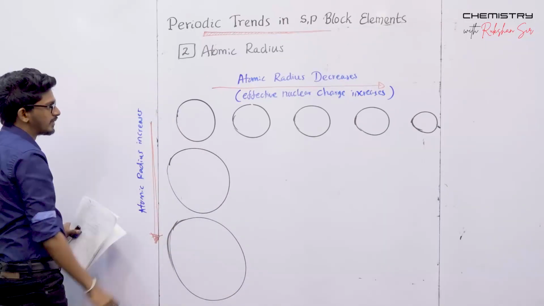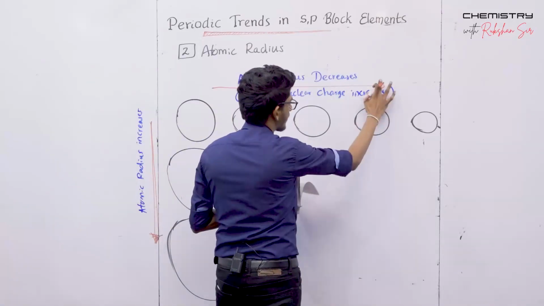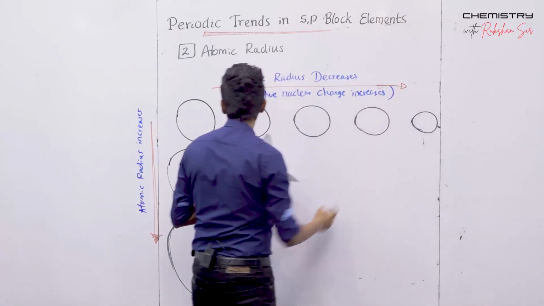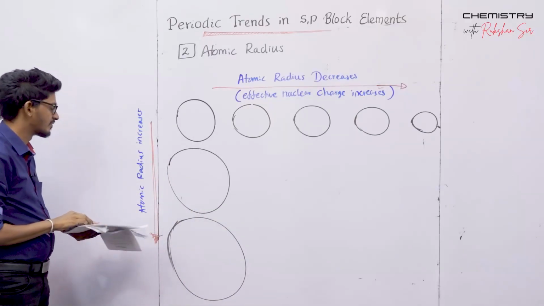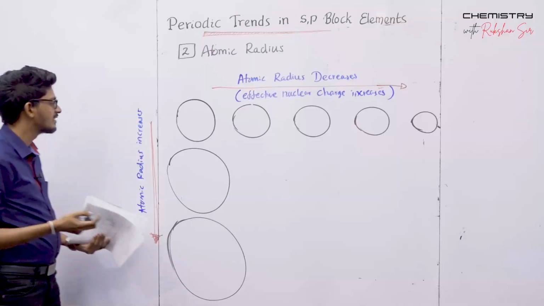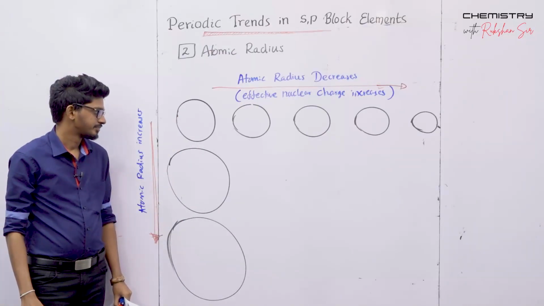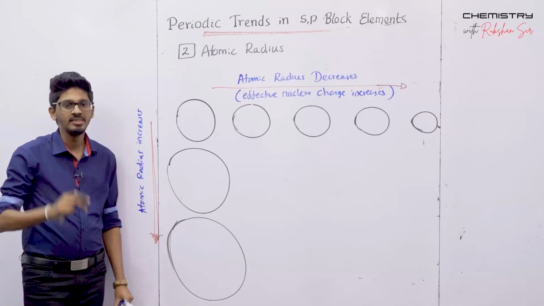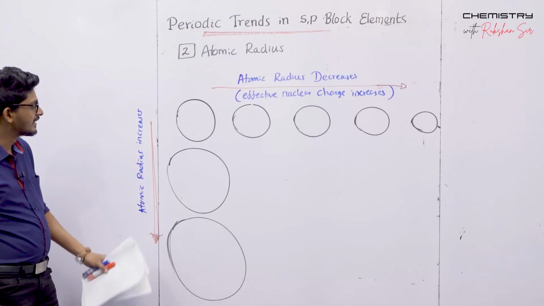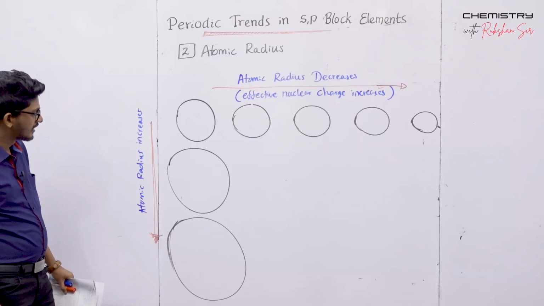Going down a group, nothing happens with the effective charge, right? So what would be the reason for the increase of the atomic radius? The reason is actually the increasing number of electronic shells.